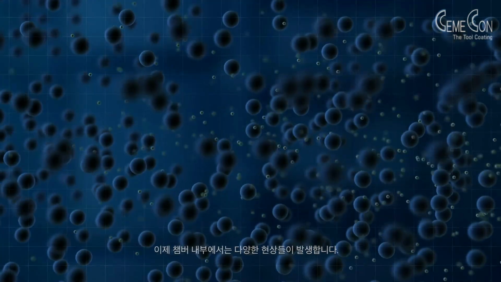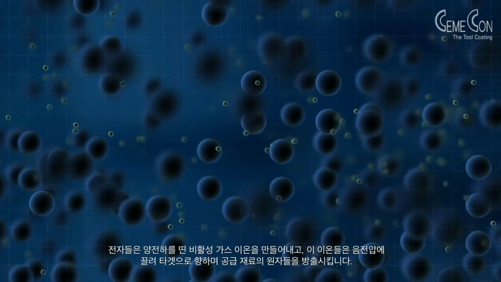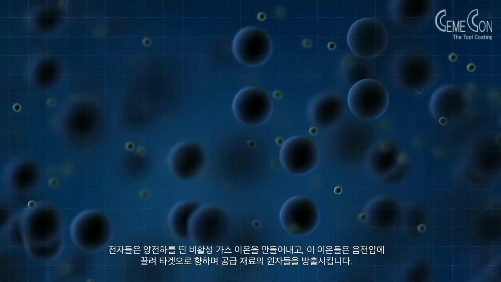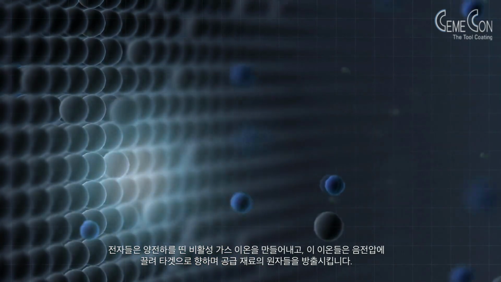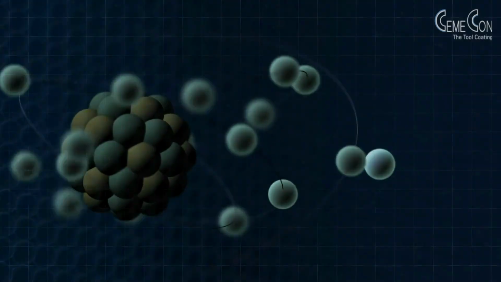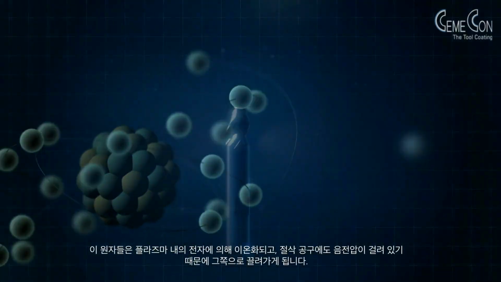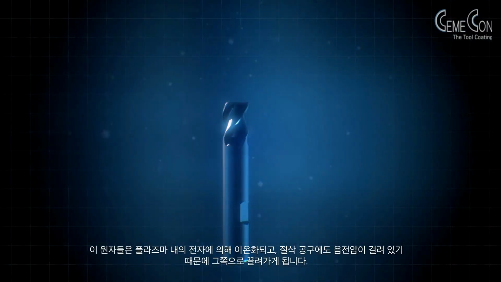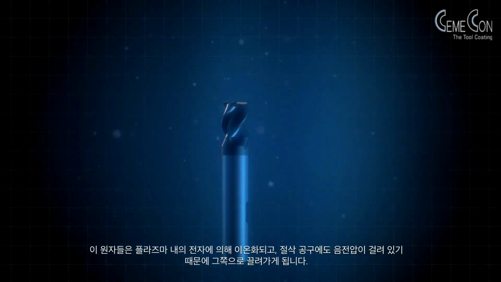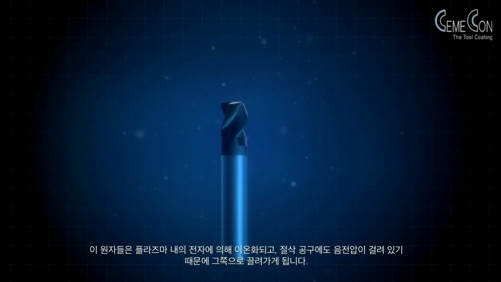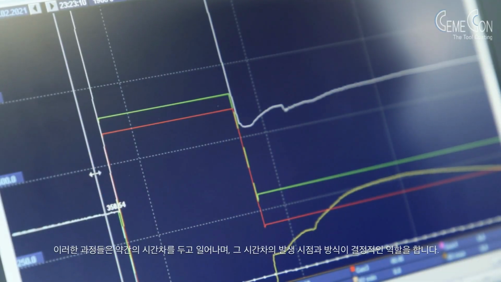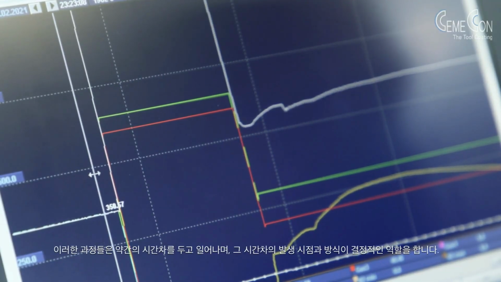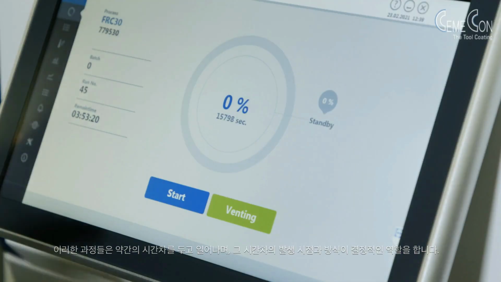A variety of events are now taking place in the chamber. Electrons generate positive inert gas ions that are directed towards the target by the negative voltage and blast off donor material atoms. These atoms are ionized by the electrons in the plasma itself and directed there because of the negative voltage also applied to the cutting tool. The processes take place with a time delay. When and how this delay occurs is decisive.